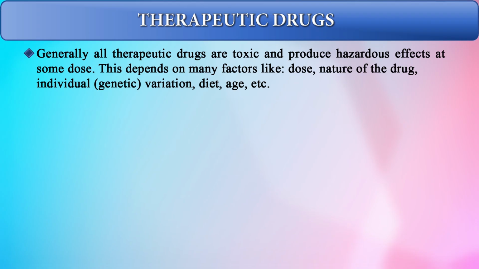This depends on several factors like the dose, the nature of the drug, individual and genetic variation, because for one person if one drug suits, for the other person he may be allergic to it. For example, sulfur drugs or penicillin, some may be allergic, but for another person it may suit the same. Diet and age is also a factor. That is why the dosage of the drug is important when the doctors administer the same.